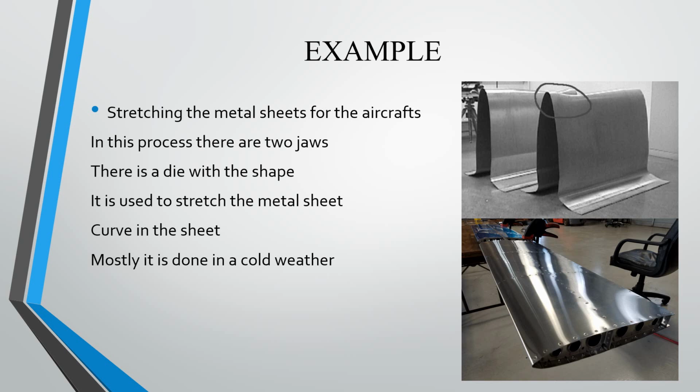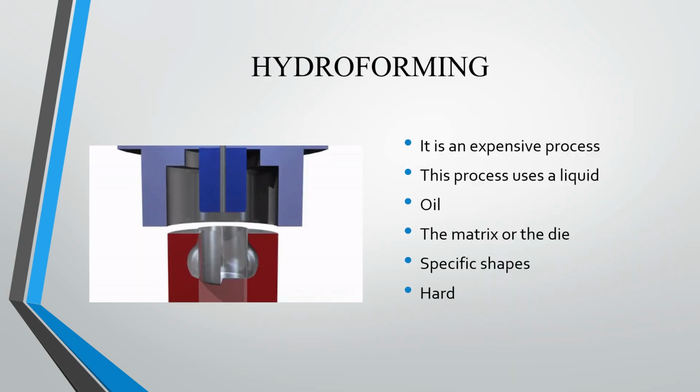Sometimes when this process is finished, the people start to hit the metal sheet on the die with rubber hammers to be more careful with the metal sheet.